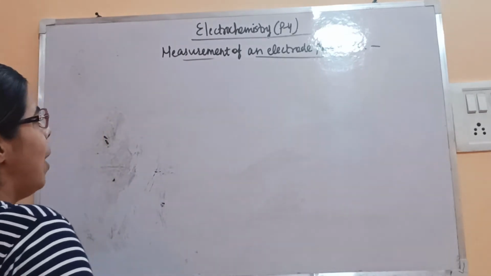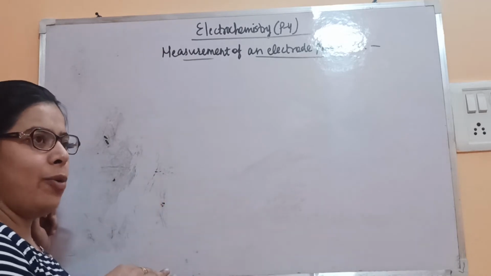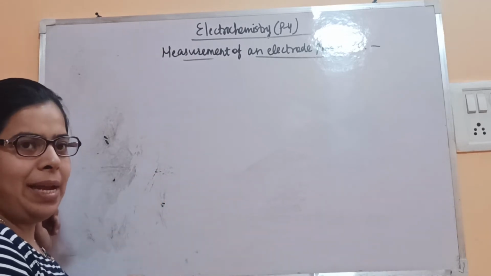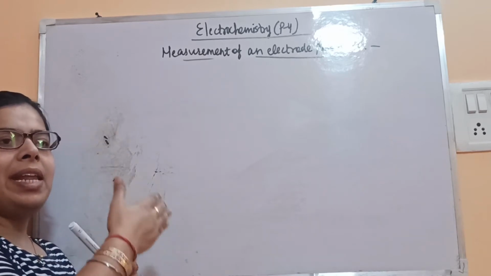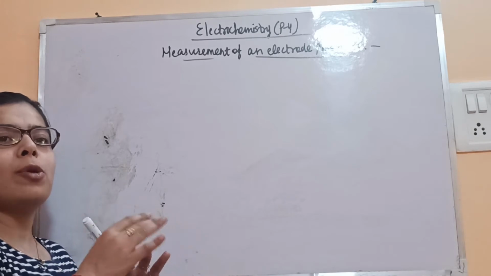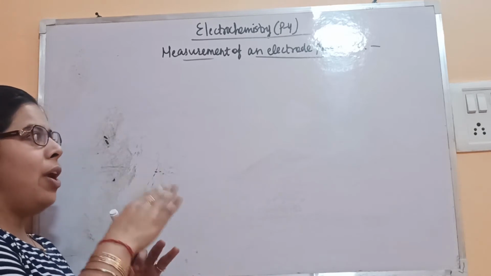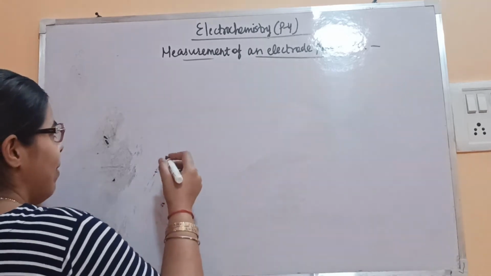Fine. Now for measuring the electrode potential, again the electrochemical cell has to be set up, in which, what will we take now? On one side we will take the electrode under consideration, for which the electrode potential has to be measured, and on the other side we will take the hydrogen electrode. Let's have a look.